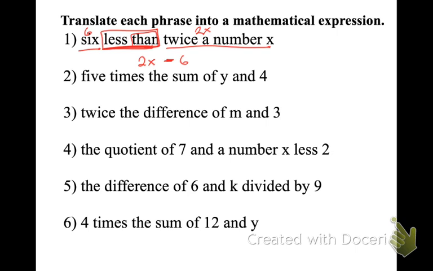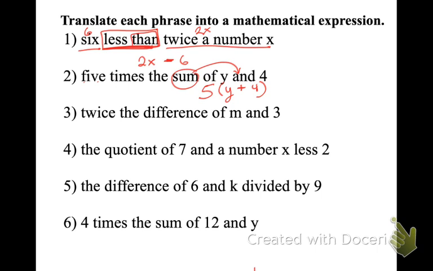All right, let's check it. 5 times the sum. So I've got the sum, I have to send it over. It's a plus sign. I have y, I have a 4. Now, we're going to have to show 5 times the whole quantity. So you have to put that. When it's 5 times a sum or a difference, that sum has to go in parentheses.